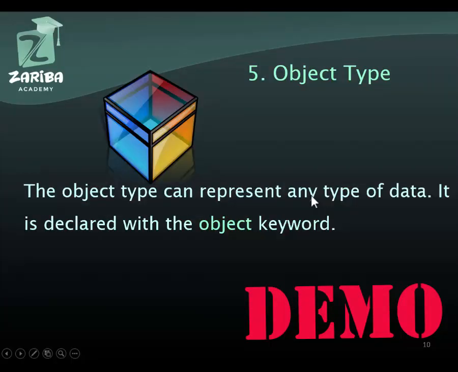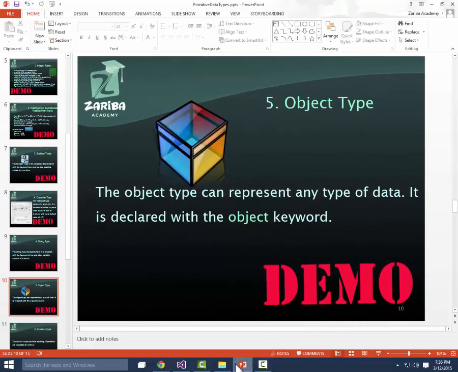Okay, the object type. Is there a similar thing in C++? There should be. The object type can represent any type of data. It is declared with the object keyword. So object is like on top of anything. You can put anything there. So let's have a look.